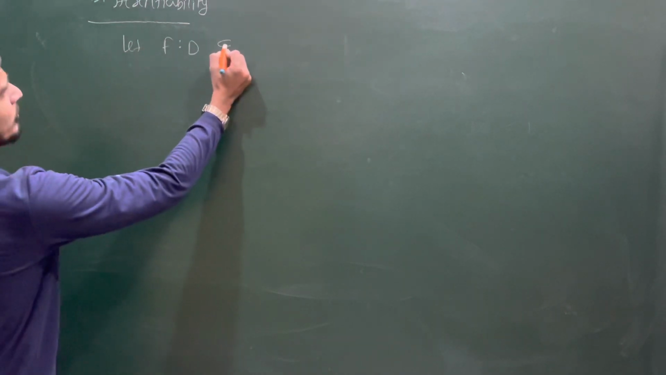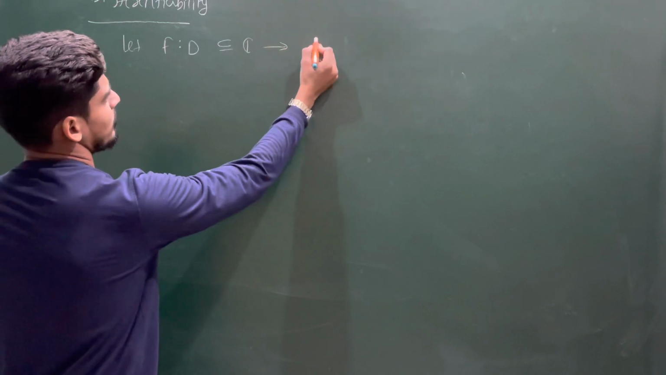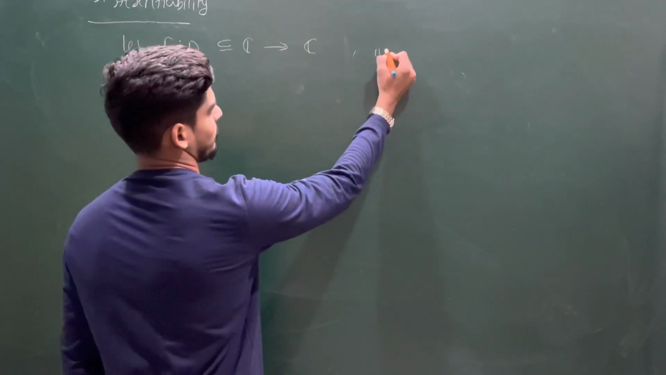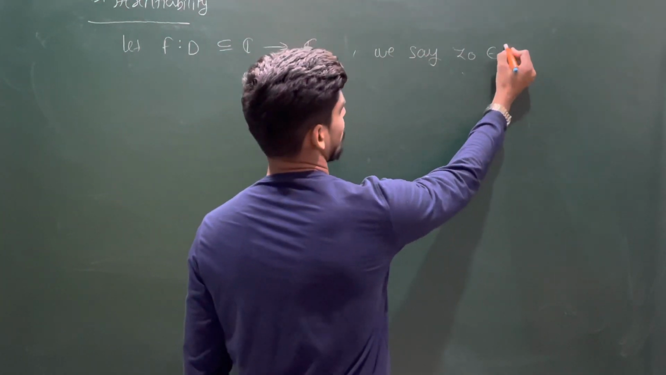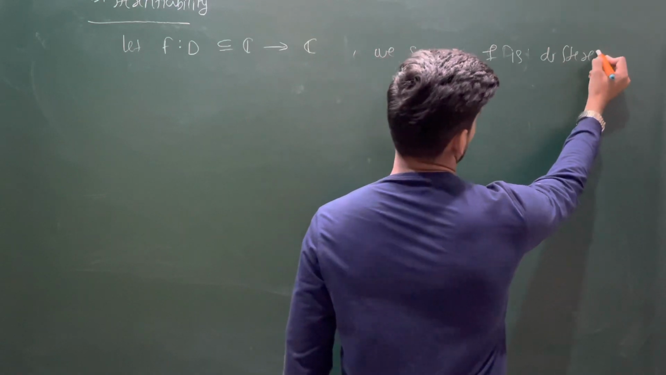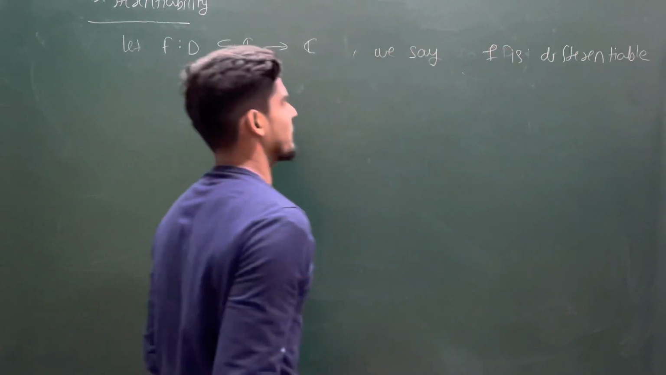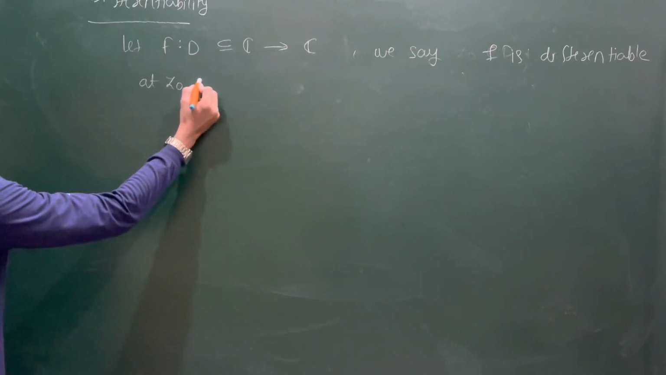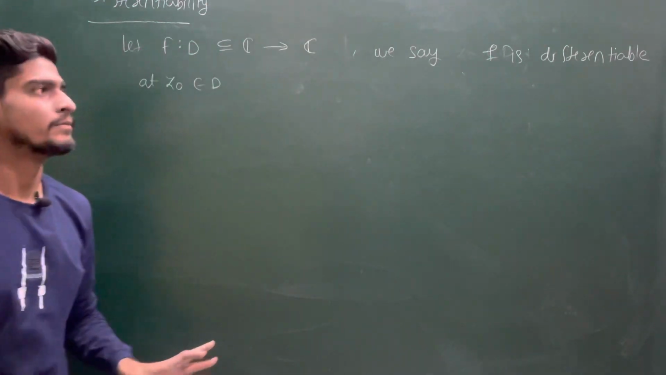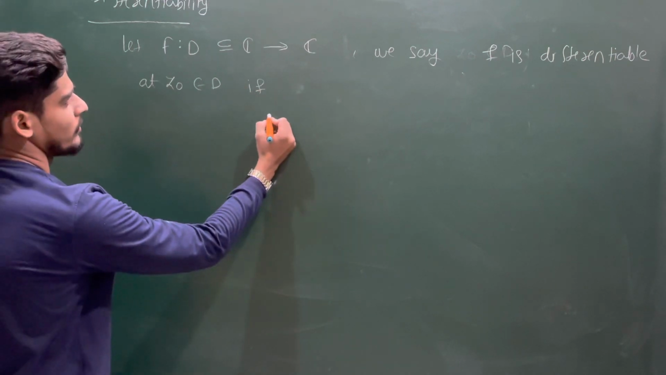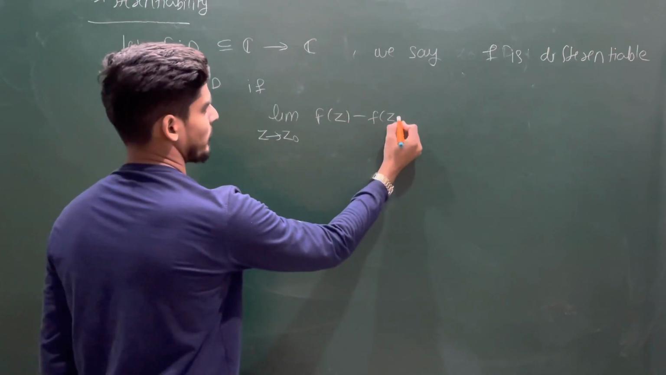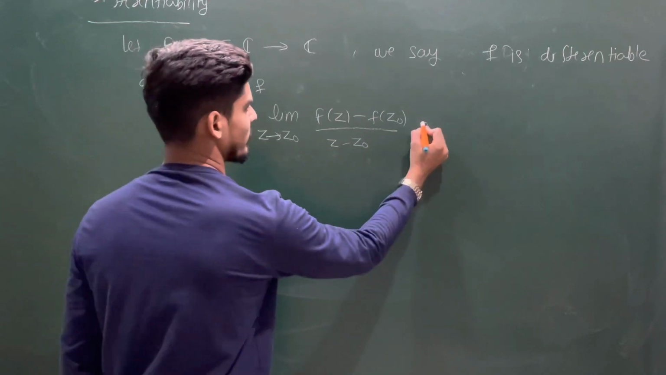Let f be a function from D to C. We say z naught belongs to D, f is differentiable at z naught, or some people say f is complex differentiable, if the limit as z tends to z naught of (f(z) minus f(z naught)) upon (z minus z naught) exists.